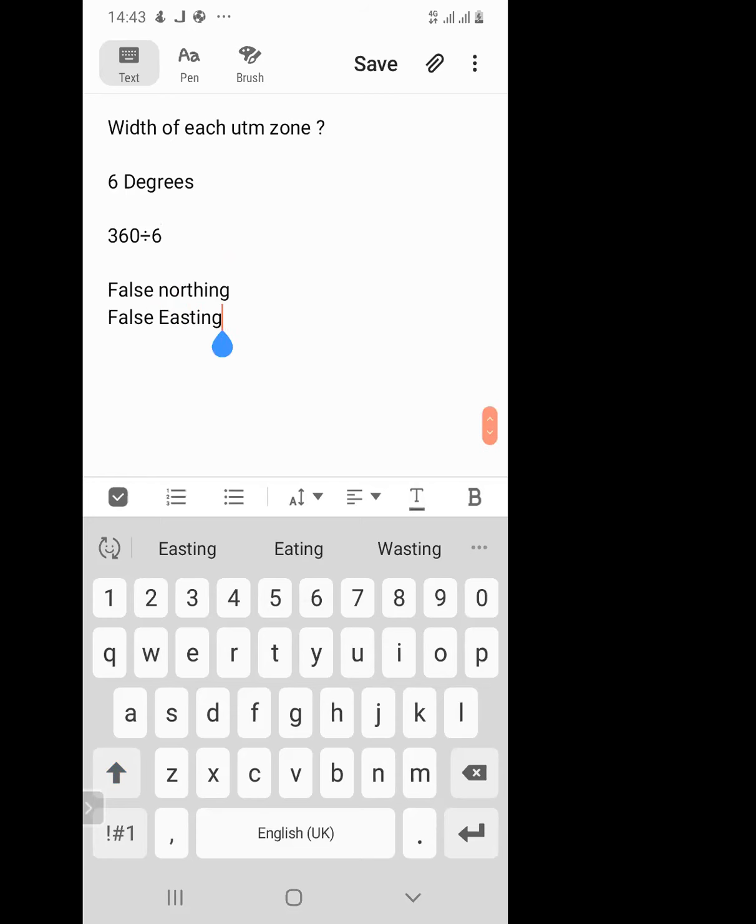It has a false northern, false eastern. The false northern is actually 0 for the northern hemisphere, and then it's actually 10 million for the southern hemisphere. Meters. Are you okay? All right. So this is 0 meters, and this is 10 million meters.